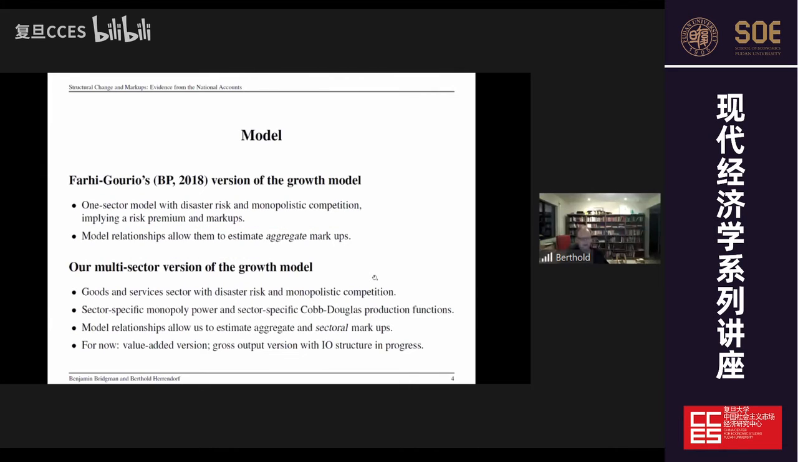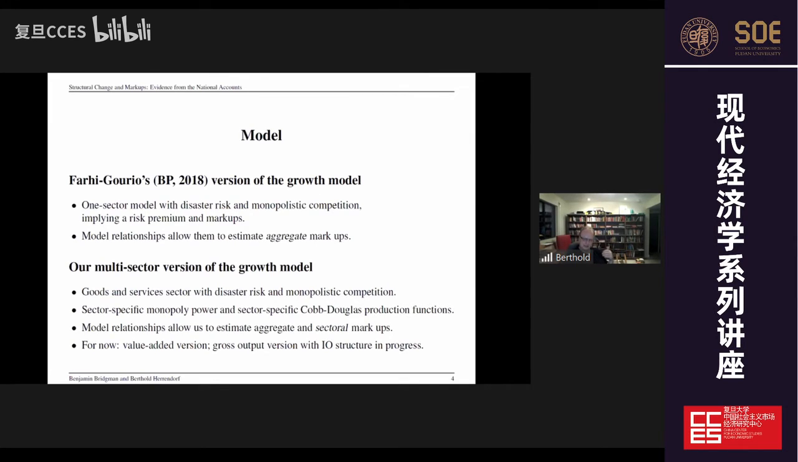I said we use the Farhi-Gourio Brookings paper 2018 version of the growth model. What they did is they wrote down a one sector growth model with disaster risk and monopolistic competition. The disaster risk is there because they wanted the risk premium in the model, and it generates that. The monopolistic competition is there because they want markups. If they had perfect competition, there would be no issue.